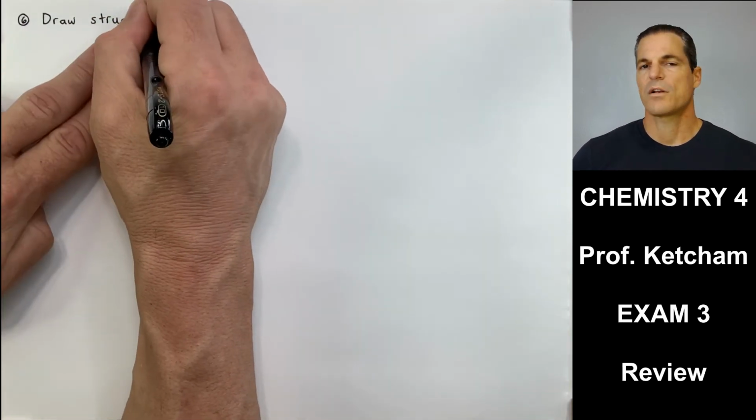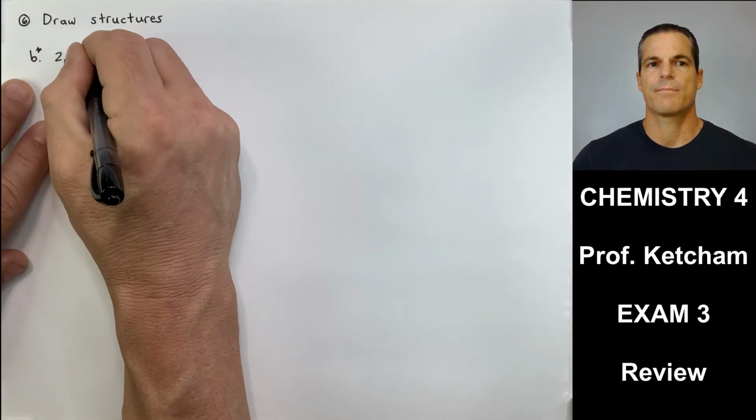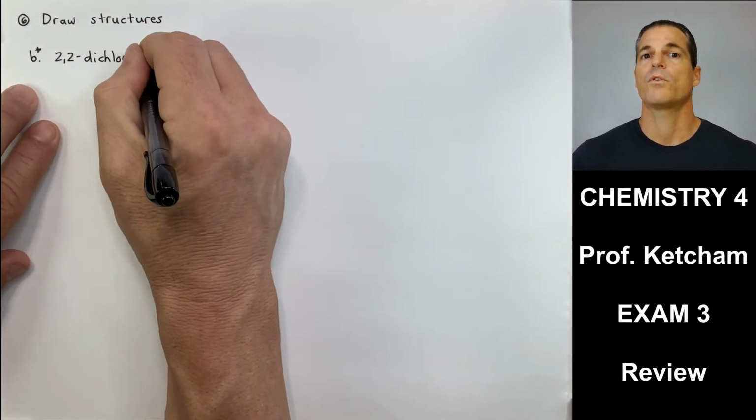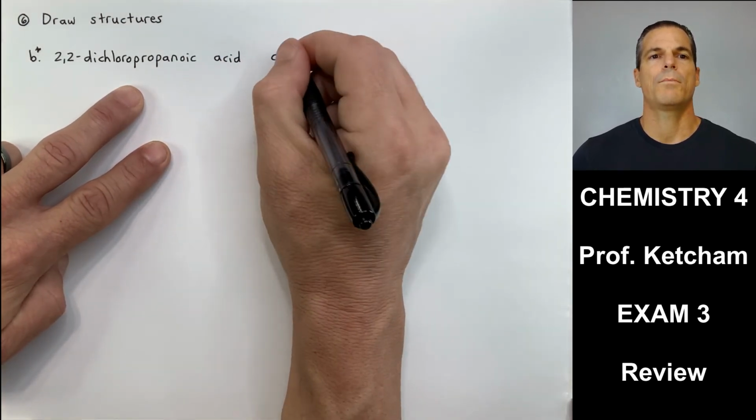6, draw structures. So that means they're going to give me the names. And B has a little asterisk by it. So 6B from chapter 14. I've changed it up a little bit. This is 2,2-dichloropropanoic acid.